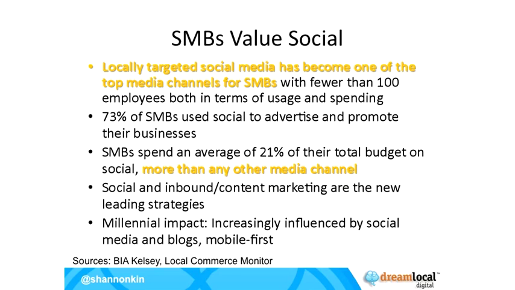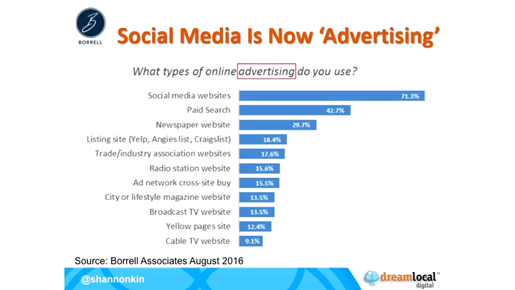The latest study by BIA Kelsey shows that the average small business should be allocating 20 to 25% of their budget to social alone. Also, in a recent study of small businesses nationwide by Burrell Associates, the average small business today considers social media part of their advertising. In fact, it's the biggest part that they're doing. So when you're thinking about what you're going to do, think about social media and how you're going to get ROI out of that experience as well. Paid search is number 2, and newspaper sites or media sites are number 3.